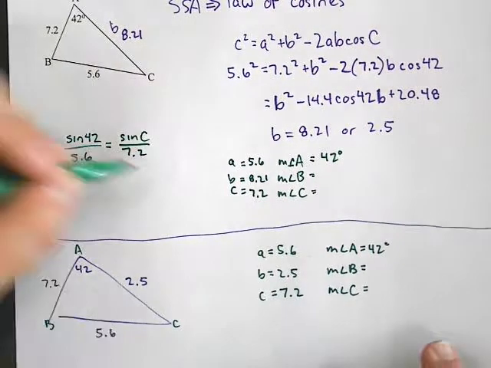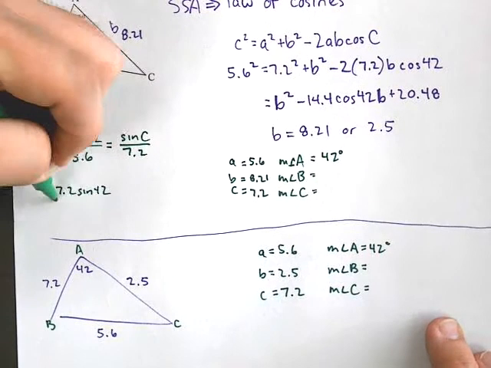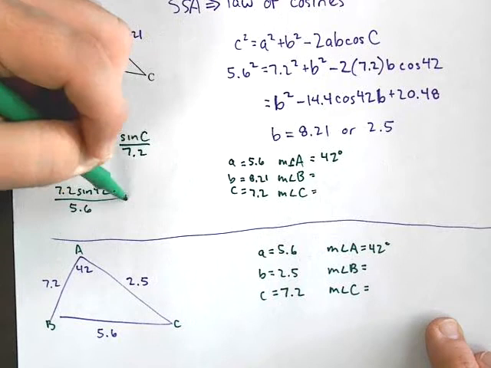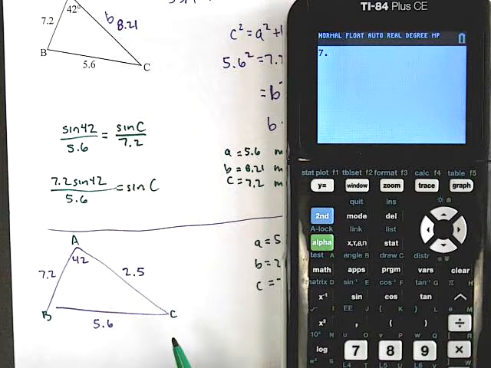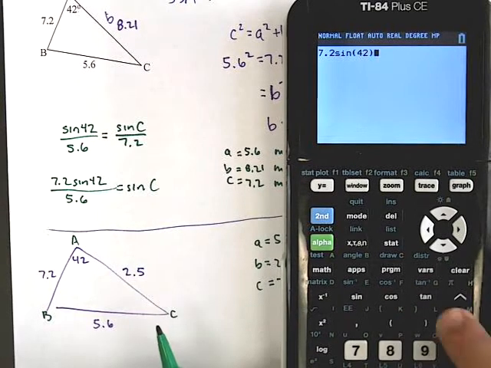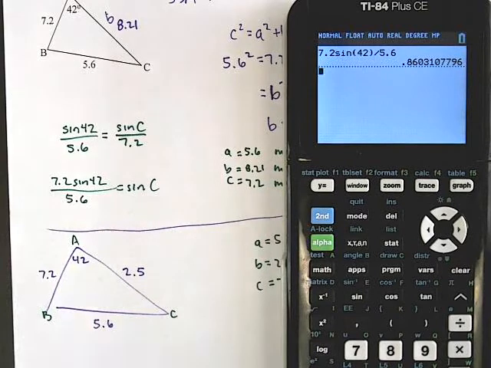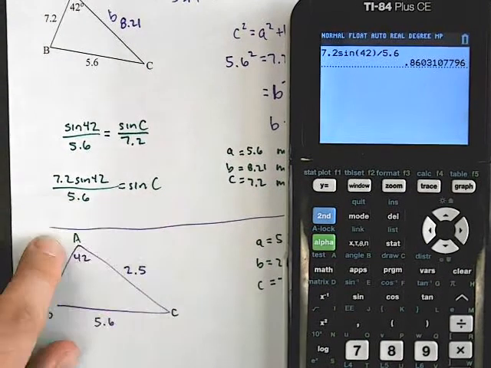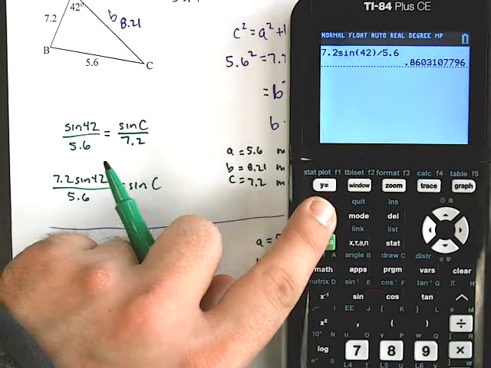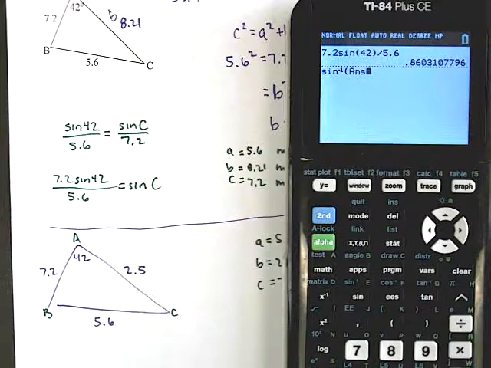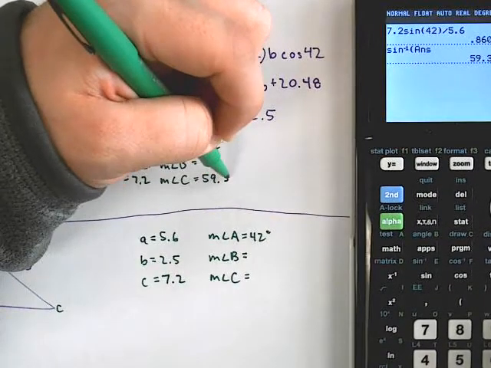When we cross multiply, we get 7.2 sine 42, and I'm going to just leave it over 5.6, is equal to sine C. So 7.2 sine 42 all over 5.6 is 0.8603. Well, that's the sine of C, right? That is the ratio. I want the angle, so hopefully you remember that I need to take the inverse sine of that answer to get my angle of 59.35 degrees.